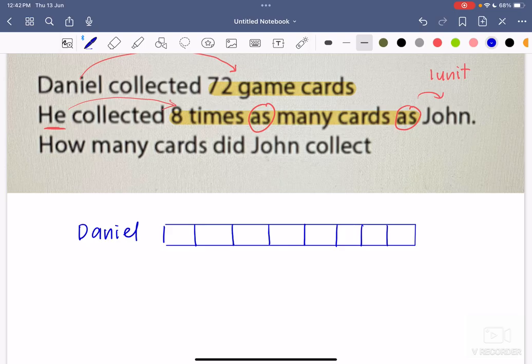And then for John, we'll just have 1. Okay, so now we are going to add the additional information to help us solve the question, right? So Daniel collected 72 game cards, meaning this whole model is 72.